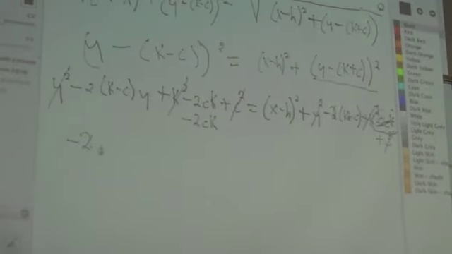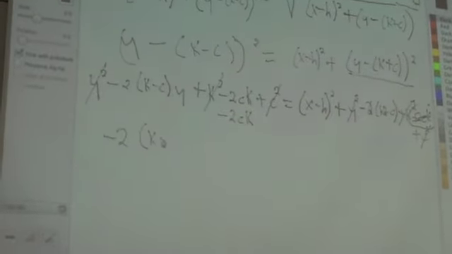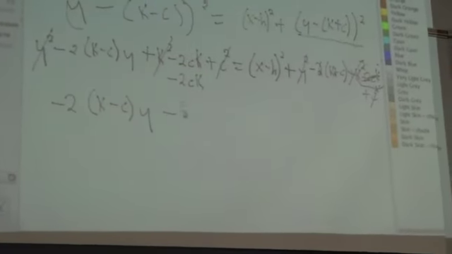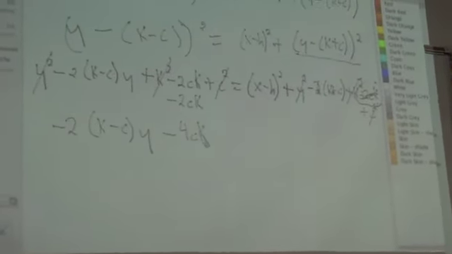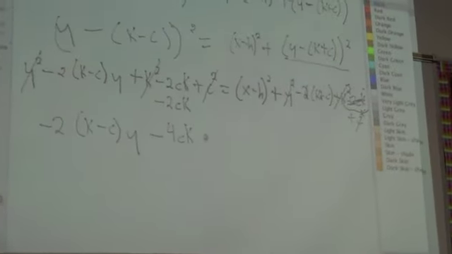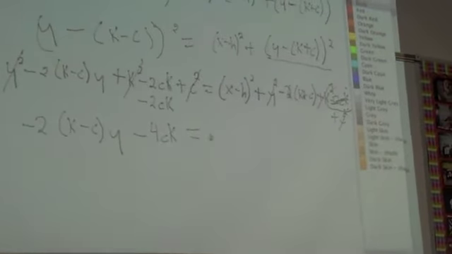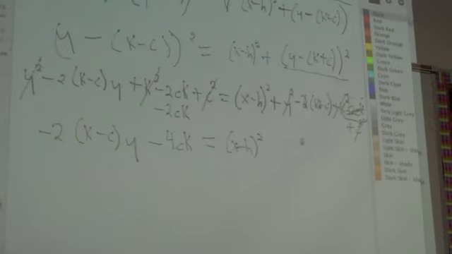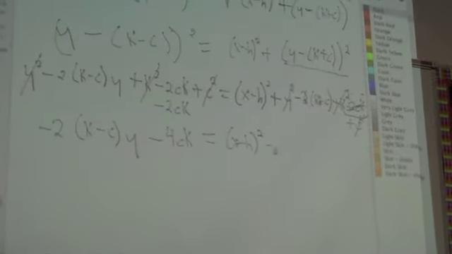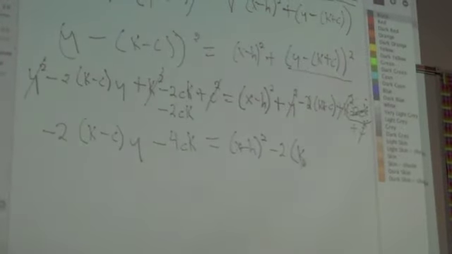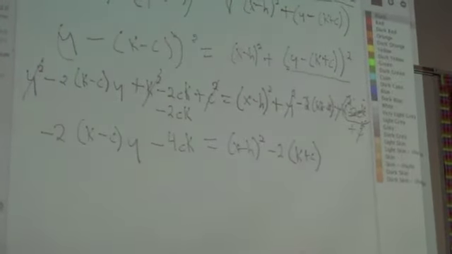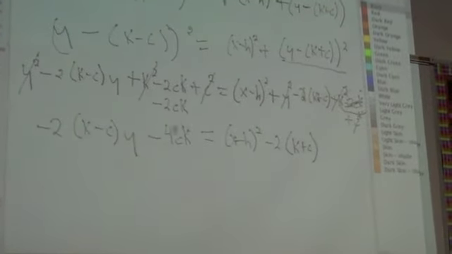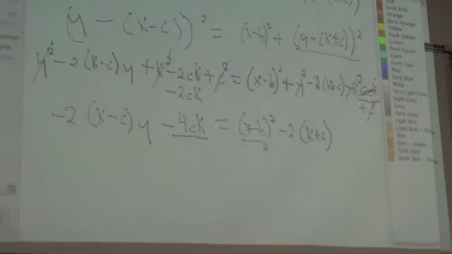Let's see what we got right now. We got a minus 2 k minus c y. And now I have a minus 4ck. Everybody with me here? That's everything on this side. Over here I have an x minus h quantity squared and a minus 2 k plus c, and I believe that's it. Yes? Okay, I like this just how it is, and I like this just how it is.